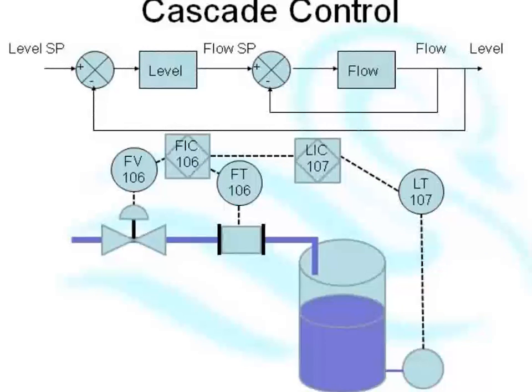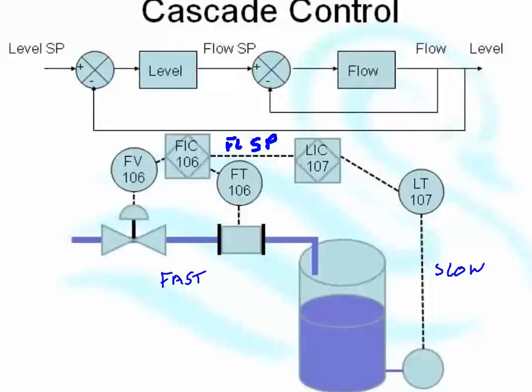Oh, I forgot to mention, level loops are very slow. So the level controller now outputs to the flow set point. So that's the flow set point there. The reason we do this is because the flow loop is very fast. The level loop is very slow. If something changes in the circumstances.